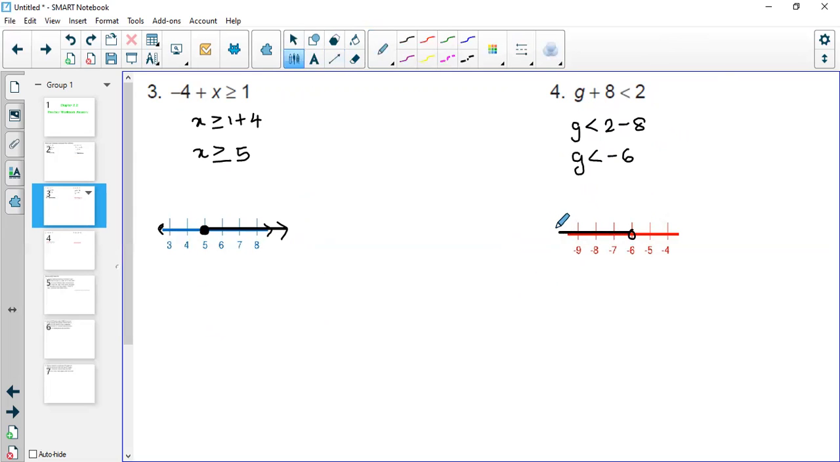So what are the solutions for g? g can be negative 7, it can be negative 8, or negative 9 also, or any number towards the left of the number line. It can be negative 10 too.